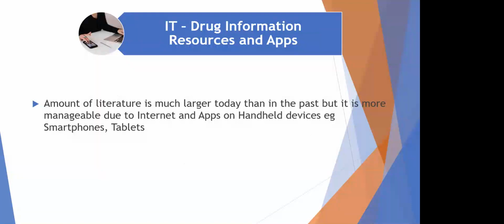Drug information resources and apps. I've mentioned that we have our smartphones and tablets, which we can use to get information. Though the amount of literature is much larger, because of our apps and the internet, we can manage even this large amount of literature. And I'm sure as we're talking now, some of us may even be checking for some information. Maybe you feel, what Prof has said, is it right? Let me quickly check. Even in my class, I ask my students, bring out your phones, let's ask Google for some information.